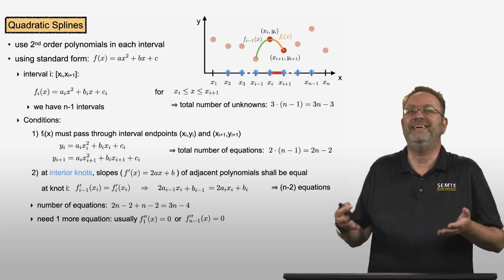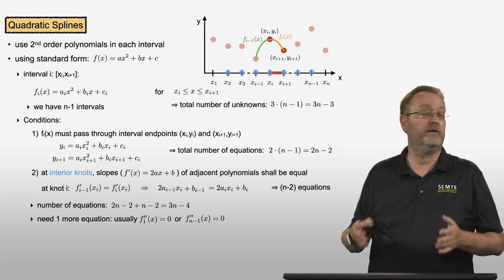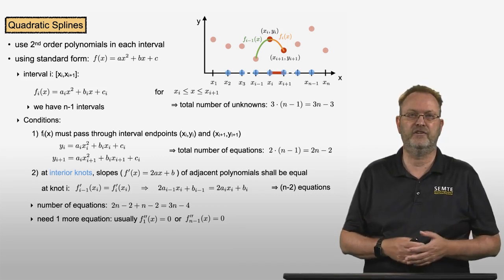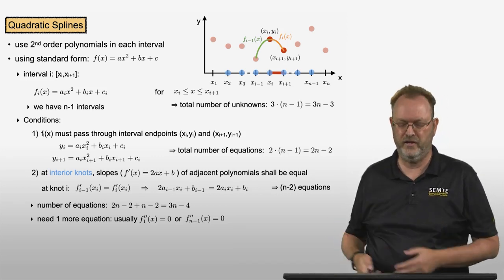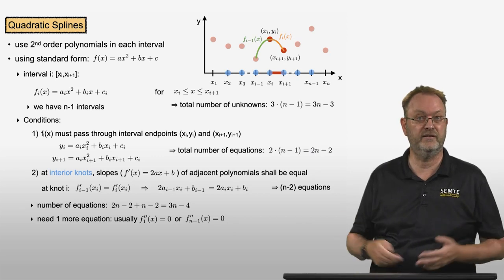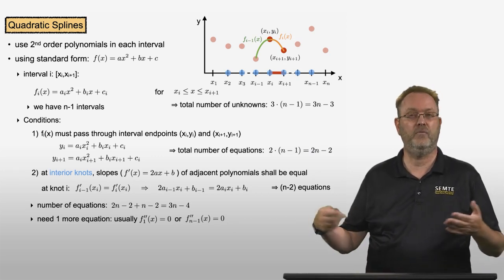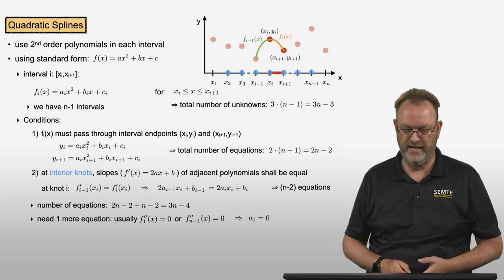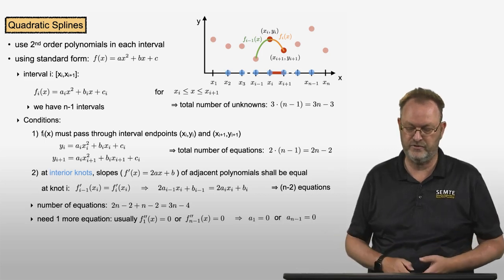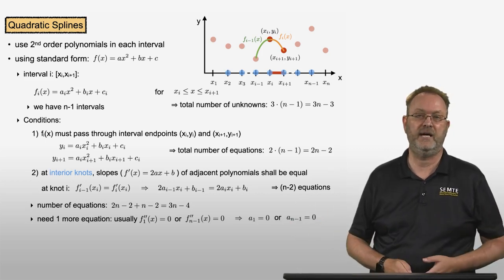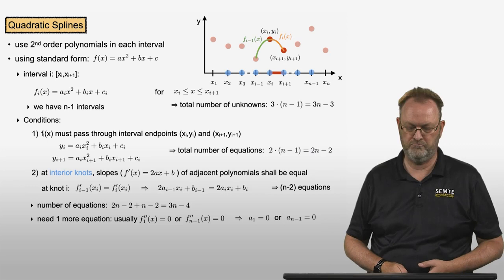That just means that the a is equal to 0, meaning we're going to use a linear function in the first or the last interval, thereby adding one additional equation into the mix. So that would mean a1 is equal to 0 or a sub n minus 1 would be equal to 0.